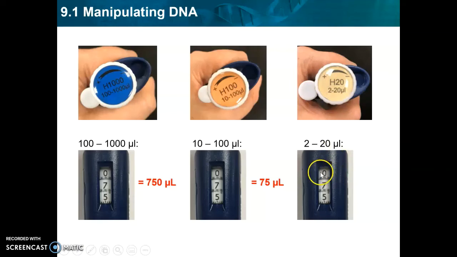Now the tens place is the first number because 20 is our max volume. So this is our ones place, and now this is the tenths place, that third digit right here. And the tick marks would actually be the hundredths place. So we can accurately measure out to the hundredths of a microliter in this pipette. So 0.75 on an H20 would correspond to 7.5 microliters.